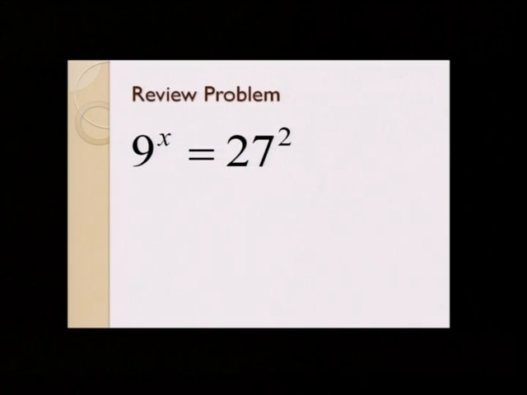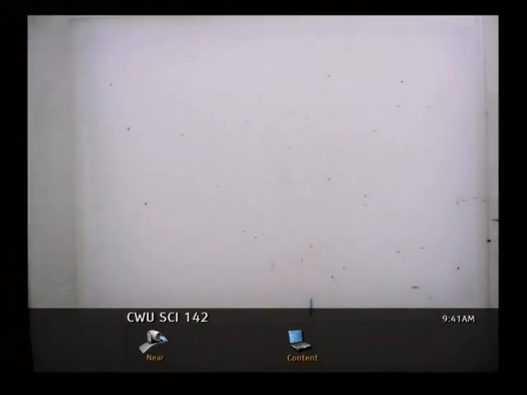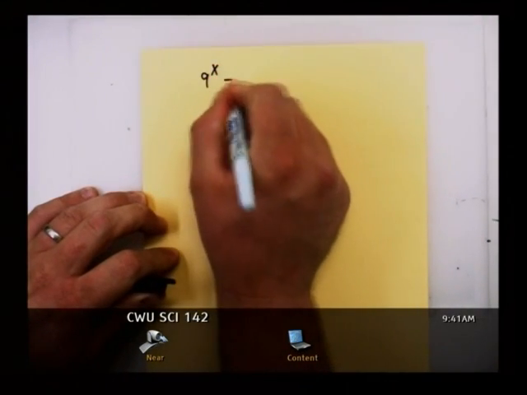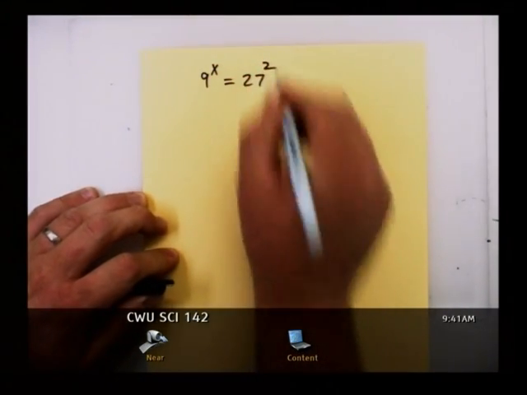Okay, let's get down to some work here. Let's talk about the first review problem, a problem that might seem impossible at first, but let's use some properties of exponents to review. We have 9 to the x is equal to 27 squared. Now let's take a look at the doc-cam and talk about this problem. So we have 9 to the x is equal to 27 squared.